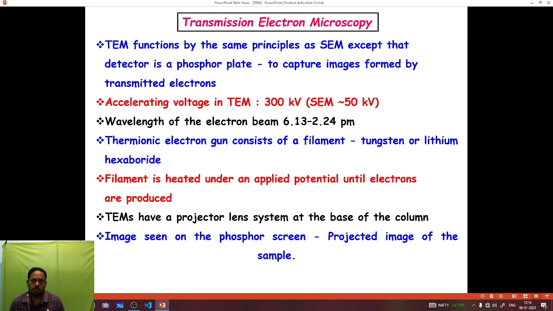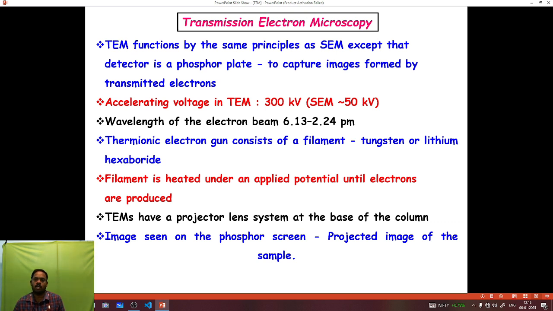So what are the different key aspects or components of the TEM, transmission electron microscopy? TEM functions by the same principles as SEM except for the detector. The same principle is followed in transmission electron microscopy, but the only difference is the detector system. Here we are using a phosphor plate to capture images formed by the transmitted electrons, and of course the acceleration voltage is in the range of 300 kilovolt. Typically in scanning electron microscopy we use 50 kilovolt.